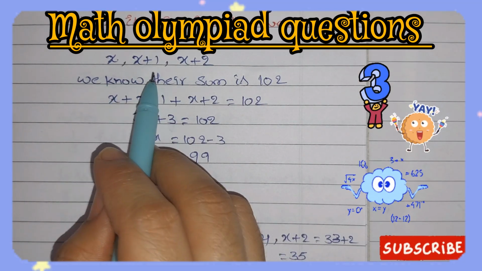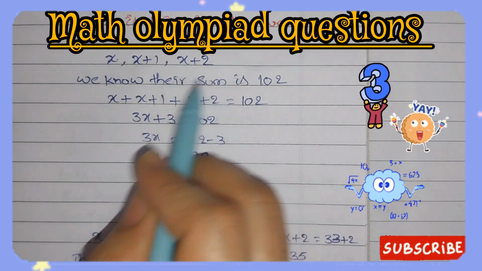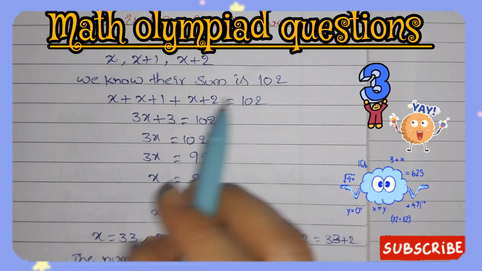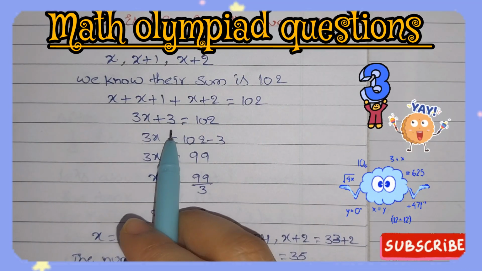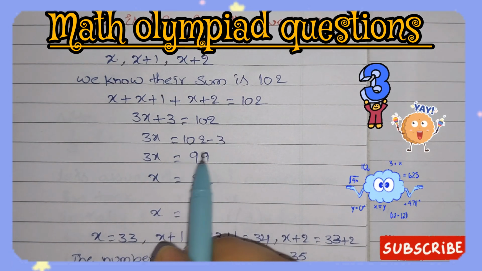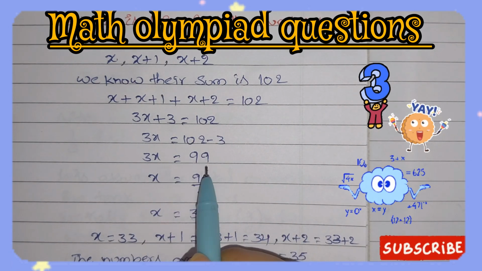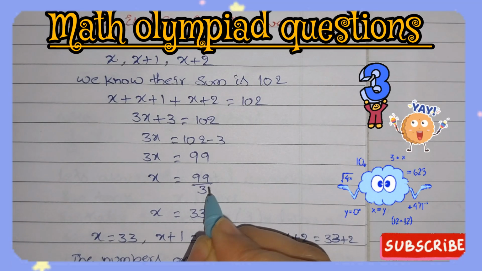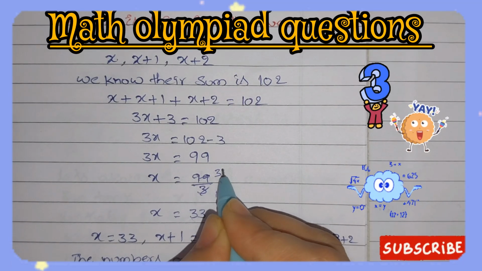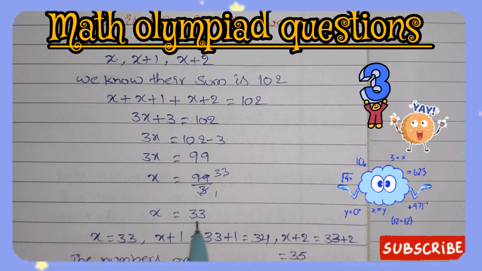Let's assume that x, x plus 1, x plus 2 are the three numbers and we know their sum is 102. x plus x plus 1 plus x plus 2 equals 102. 3x plus 3 equals 102. 3x equals 102 minus 3. 3x equals 99. x equals 99 divided by 3.